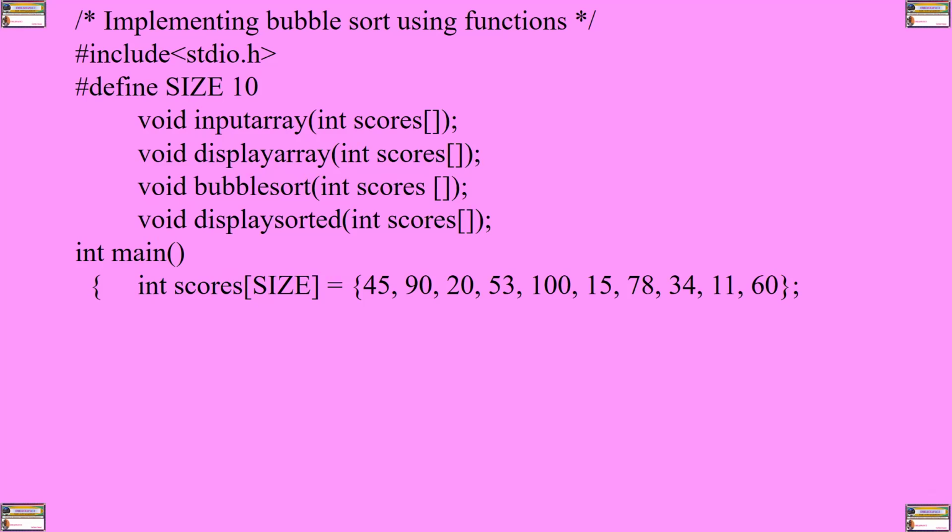So these elements will be stored in the array memory location called scores that we have already requested the processor to set aside. From there, as you can see, we are supposed to invoke the function called input array.